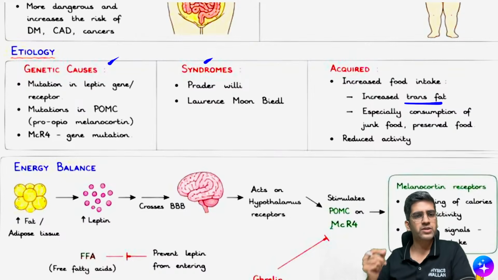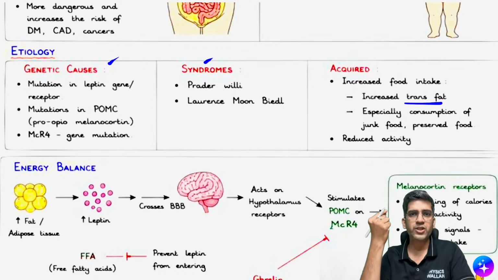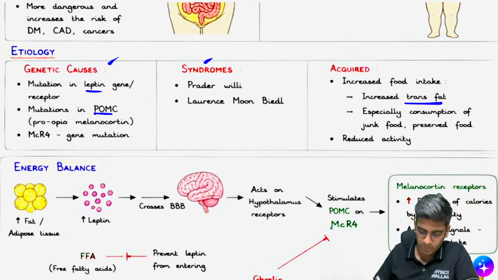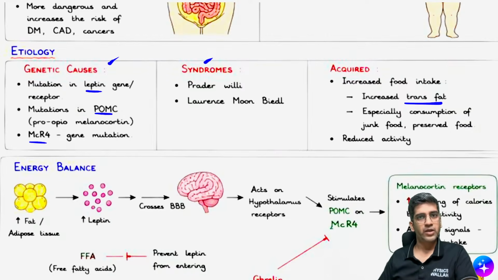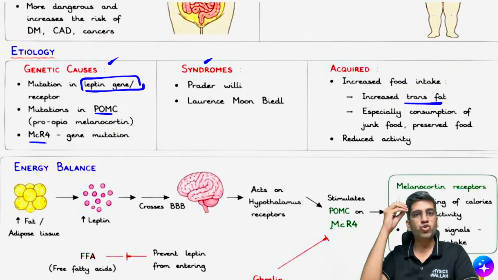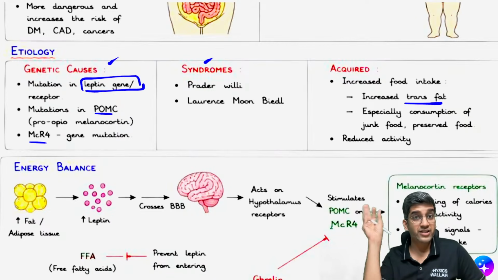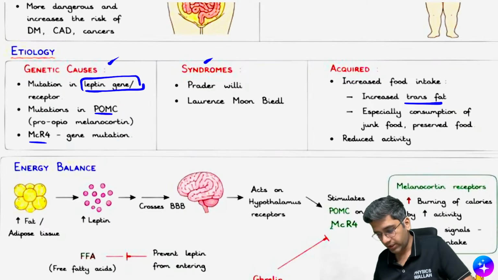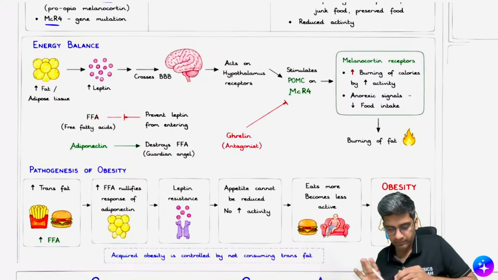Yes, I do have syndromes. Prader-Willi syndrome is an example of obesity, an inherited cause. And yes, there are mutations in the leptin gene, pro-opiomelanocortin, and MC4R receptor. If you write at least leptin, that's good enough, because leptin is the most important cause of obesity: leptin resistance and mutation of leptin. Fine. Now, let's see what happens here.